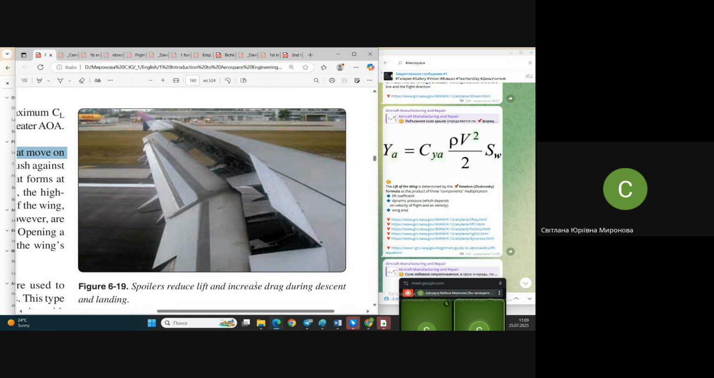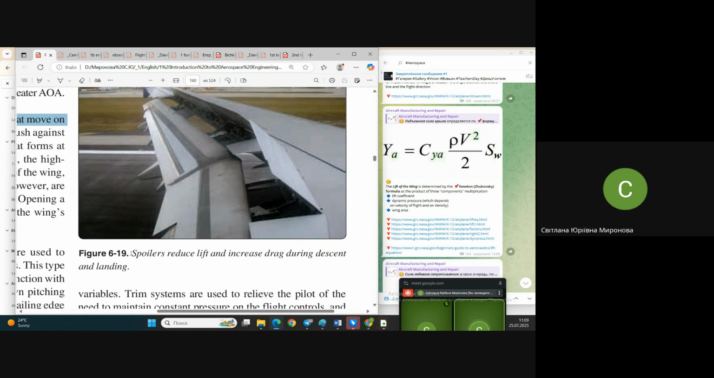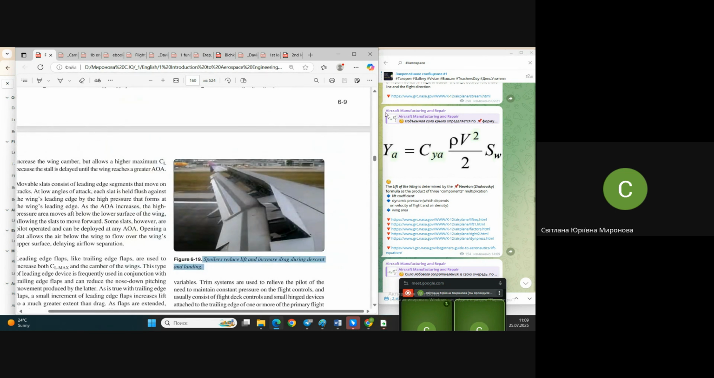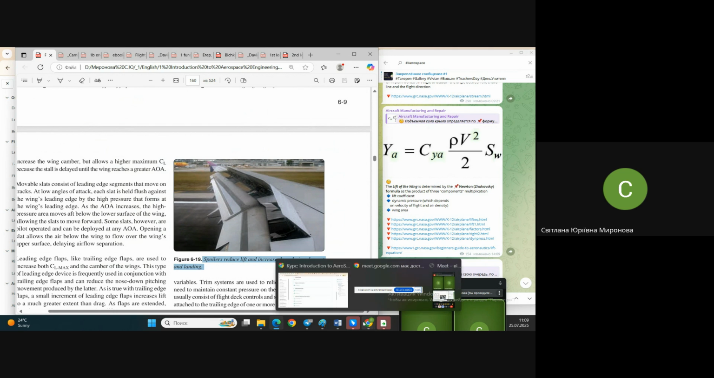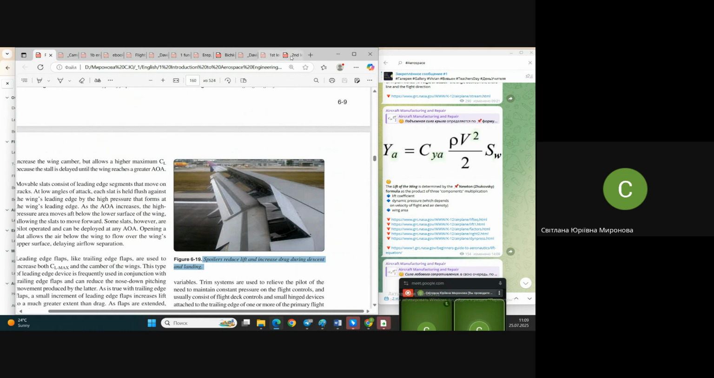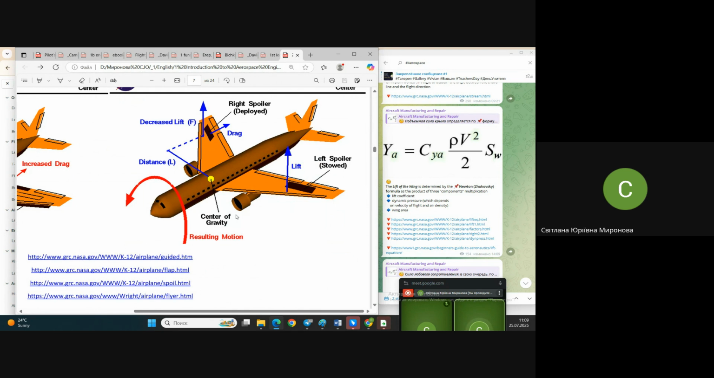No, once again, it's visible. Look, spoilers reduce lift and increase drag during descent and landing. During gliding, no, this descent, it's gliding. Yeah, it's called gliding motion before landing and during landing itself. And in the scheme we have, the scheme is here. In the scheme we've seen it.